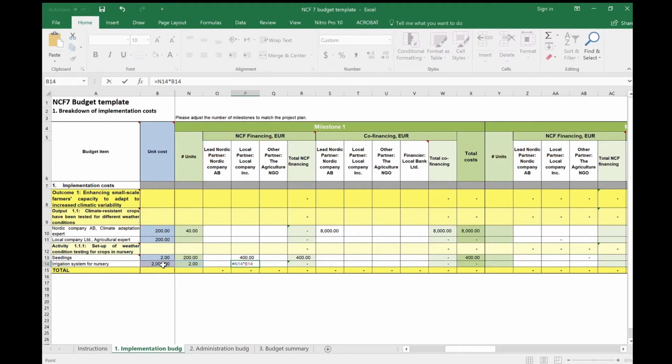Make sure you fill in all expected costs under the correct project partner and financing mode. For example, if an input is to be financed with the NCF grant and implemented by the local partner, then the expected cost should be inserted under NCF financing and the local partner. If the input is to be financed with co-financing, then the columns under co-financing should be used. An input can also be jointly financed by several partners and/or financing modes. Repeat this for all inputs in all milestones.